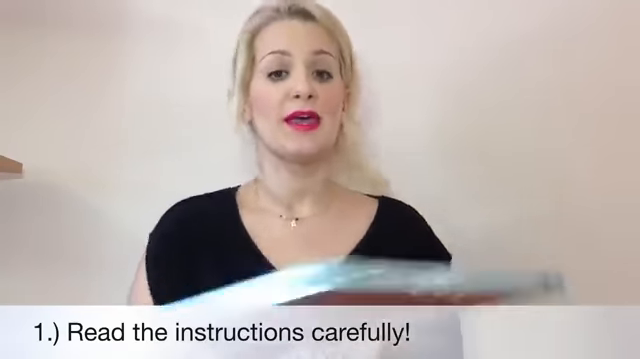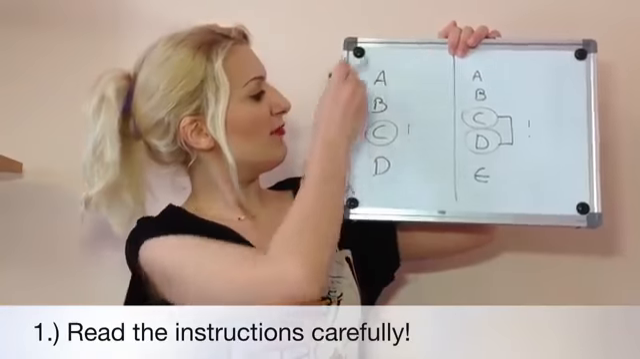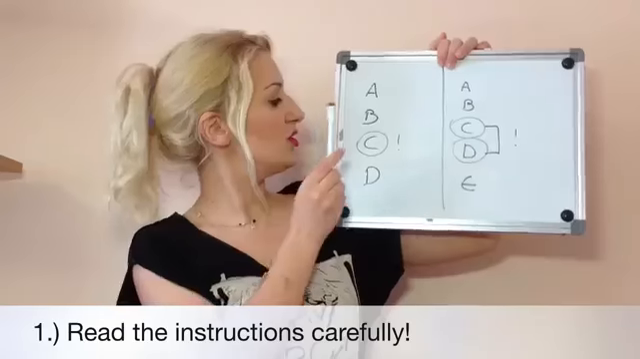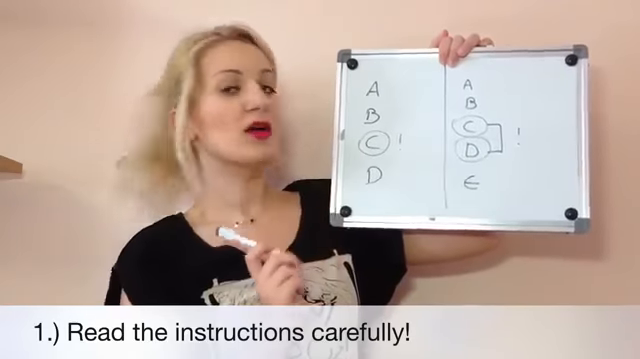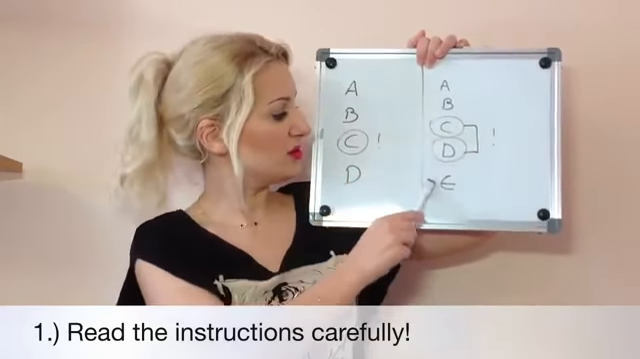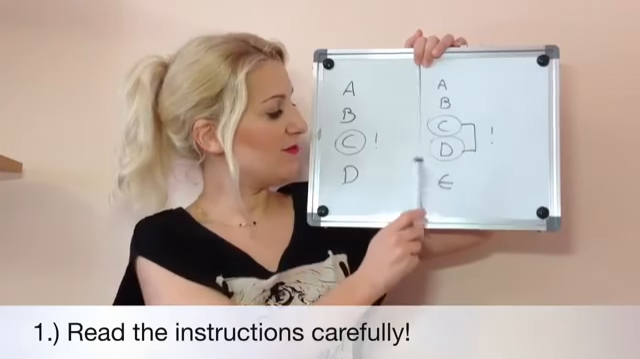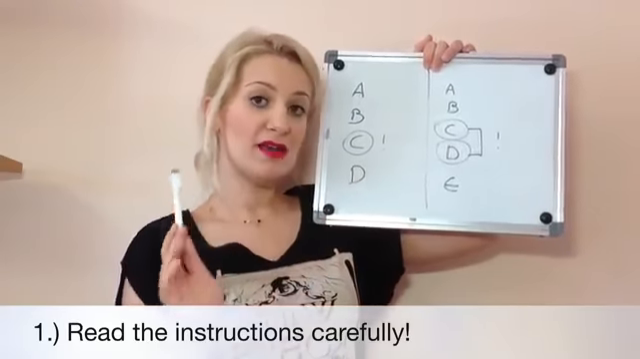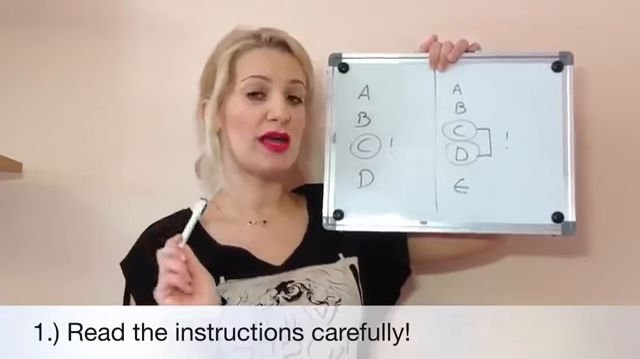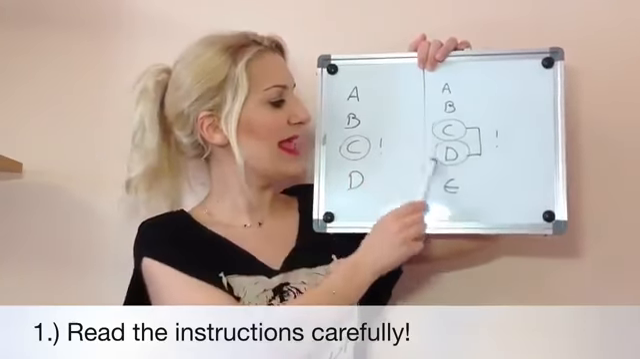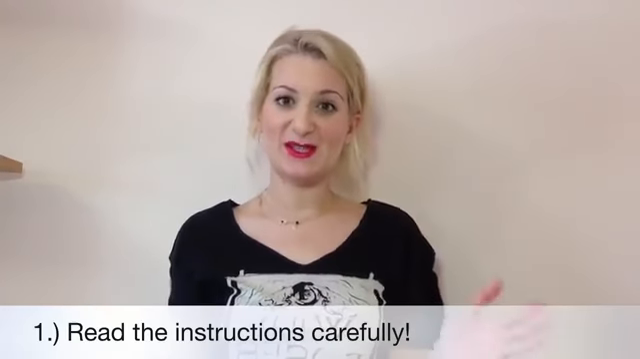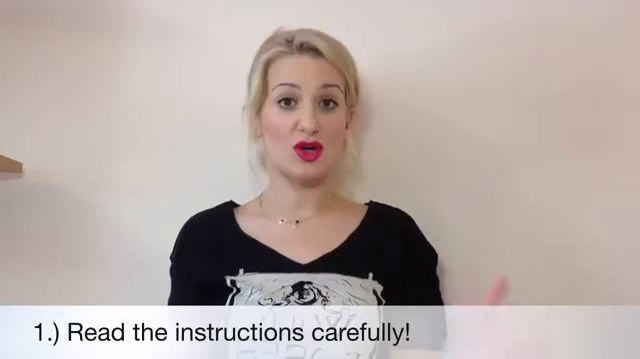For example, if it is a 4-option multiple choice task, then you're going to have to choose, for example, C, one correct option. But if it is more than 4 options, A, B, C, D, E, 5 options and more, then you're going to have to choose at least 2 correct options. In this case, for example, C and D. Okay, so read the instructions carefully so as for you to know what you're going to choose.